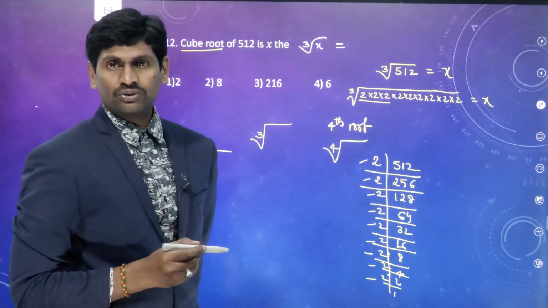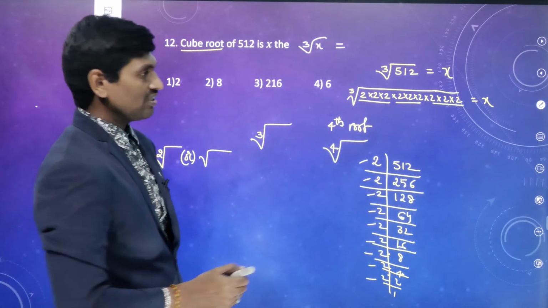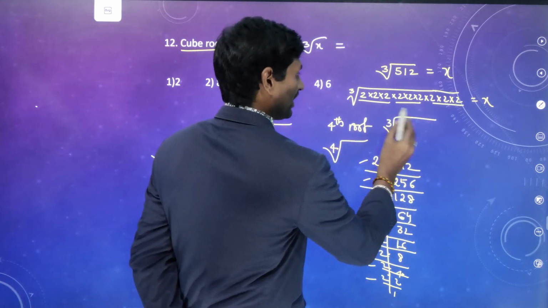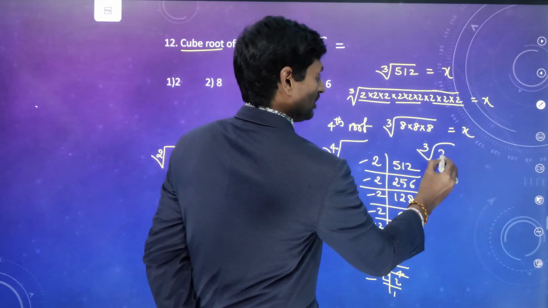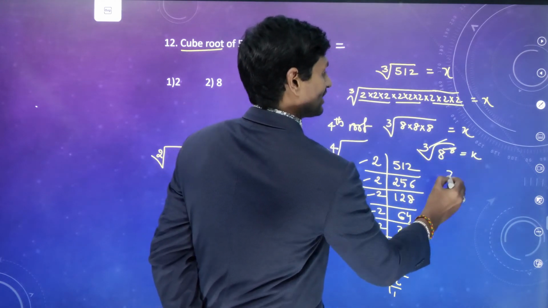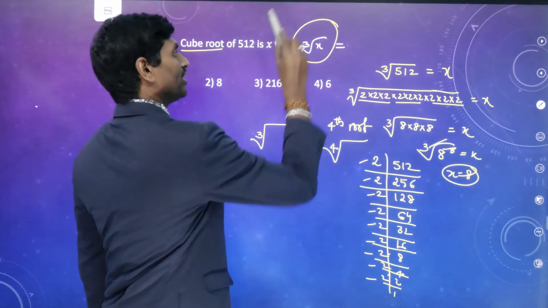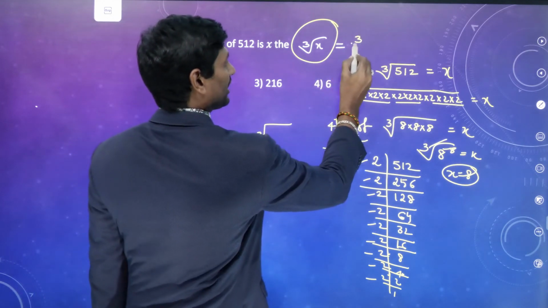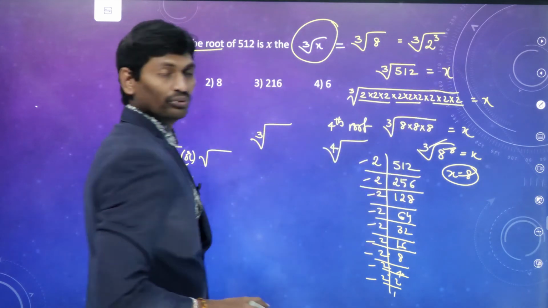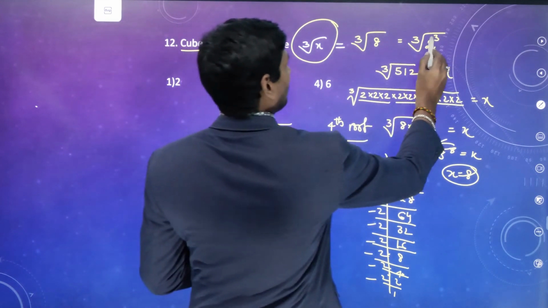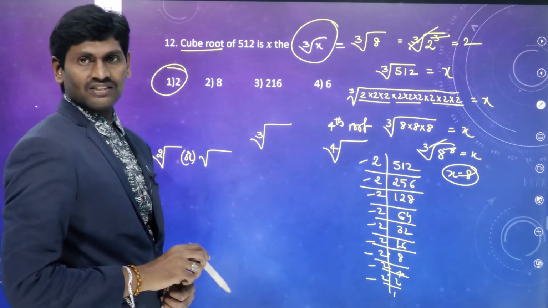This one, 2 into 2 into 2, is 8. Again 3 same numbers, 8. Again 3 same numbers, 8, cube numbers. So 512 is nothing but 8 into 8 into 8, which means 8 cube. The cube root cancels, and the value of x is 8. Also you need to find the cube root of x. We already found that x is 8. That means 8 can be written as 2 cube, because 2 into 2 into 2 is 8. The cube root cancels, and the answer is 2.